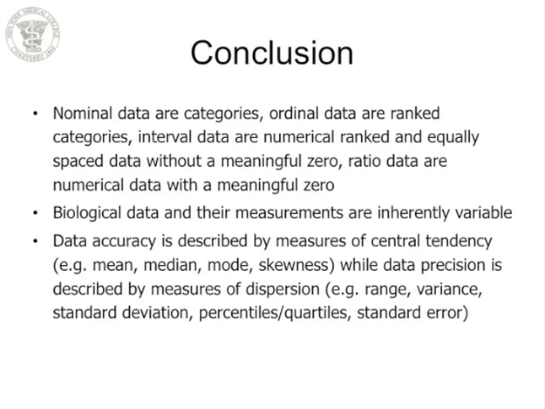Biological data and their measurements are inherently variable and give statisticians a job. Data accuracy is described by measures of central tendencies such as mean, median, mode, and skewness, while data precision is described by measures of dispersion such as range, variance, standard deviation, percentiles or quartiles, and standard error. Please try to keep these different terms in mind. They come up time and time again on the boards, in clinical literature, etc.